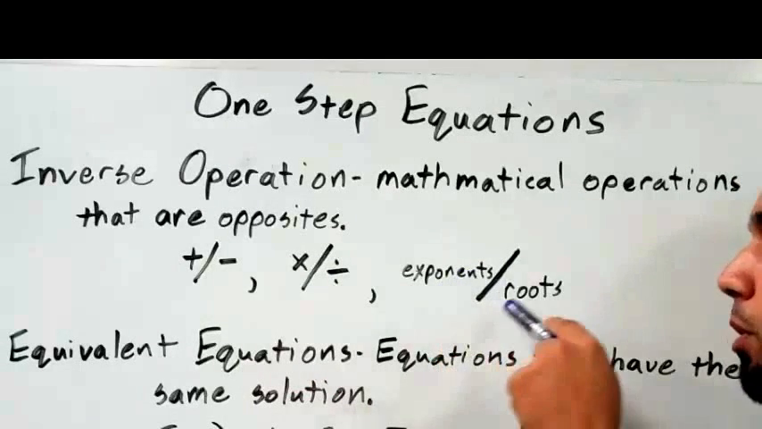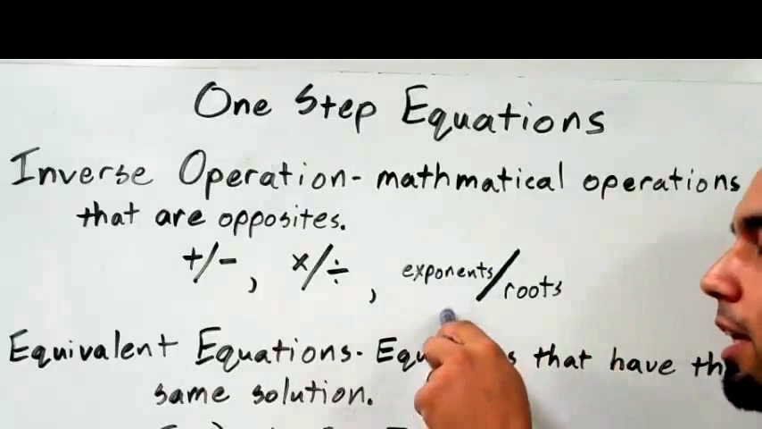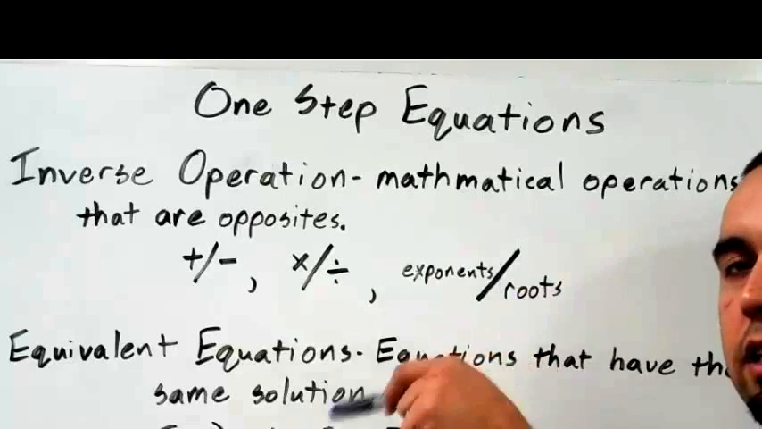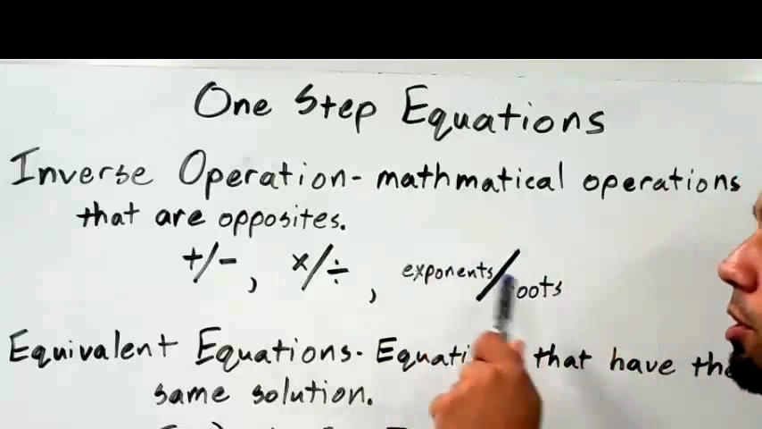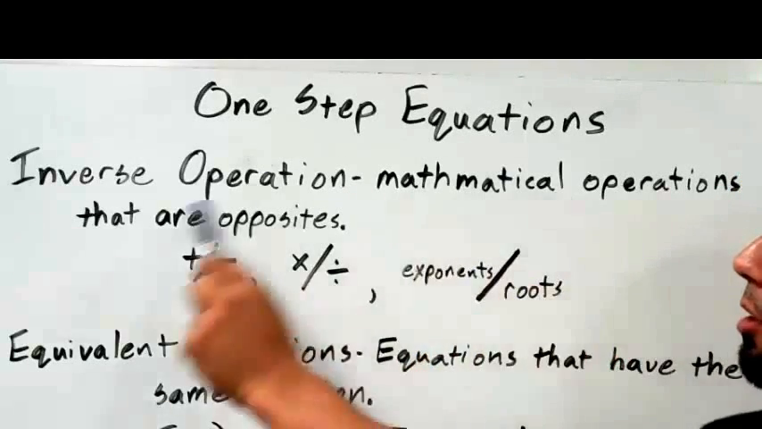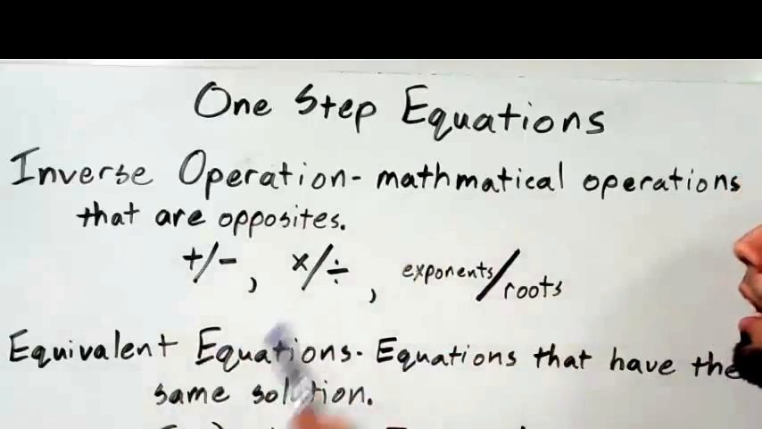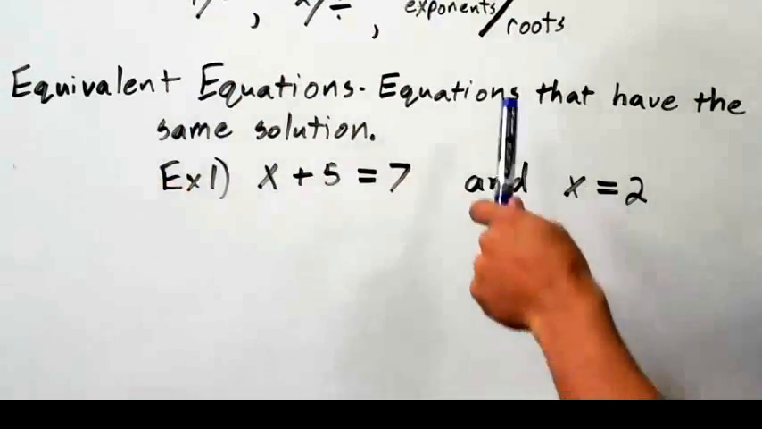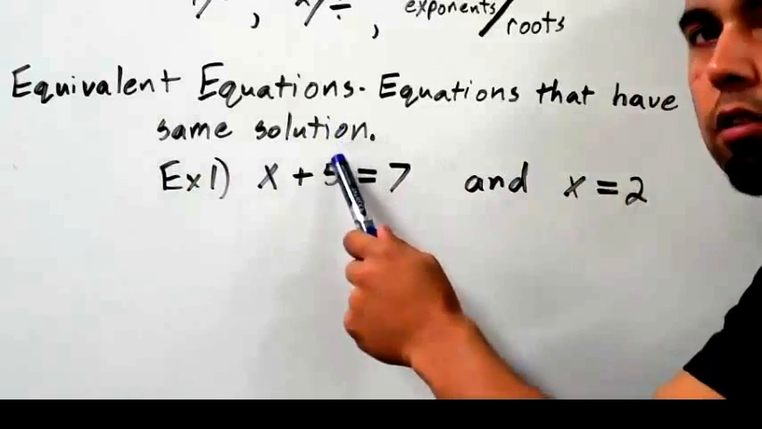As well as exponents and roots. So if I take a number and I square it, the square root undoes that. So these are also opposites. These are the mathematical operations that we're used to, and these are opposites. Okay? So equivalent equations are equations that have the same solution.